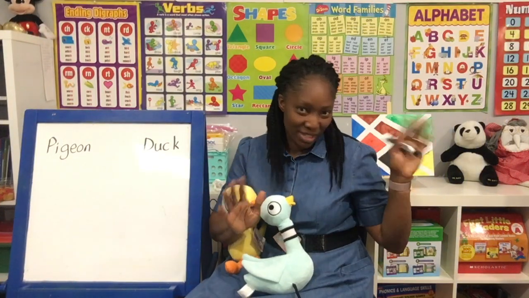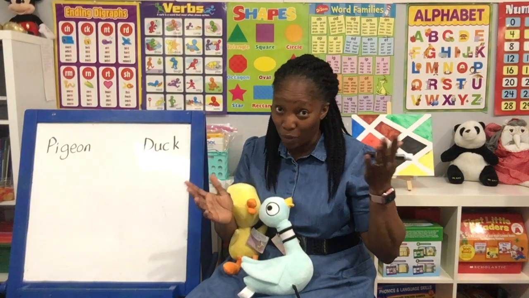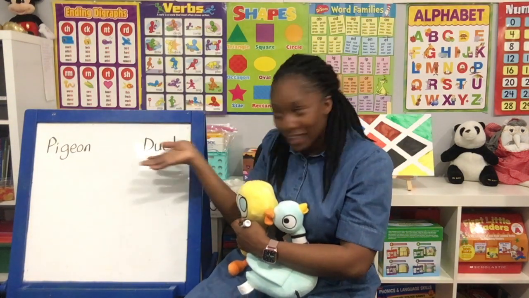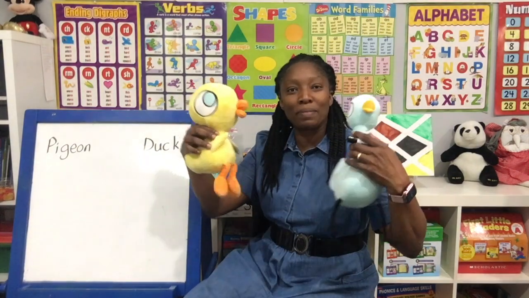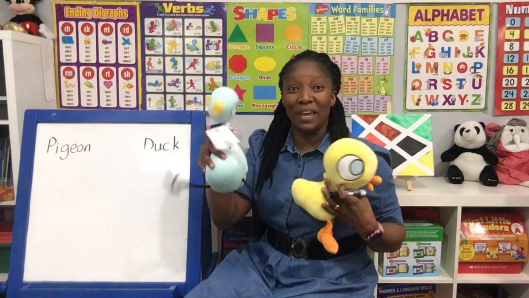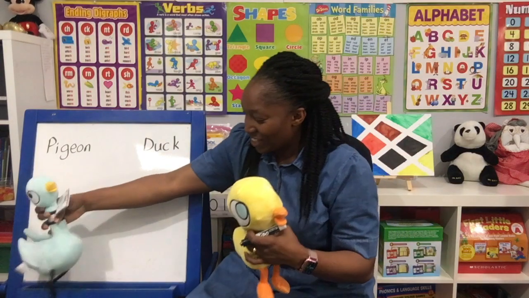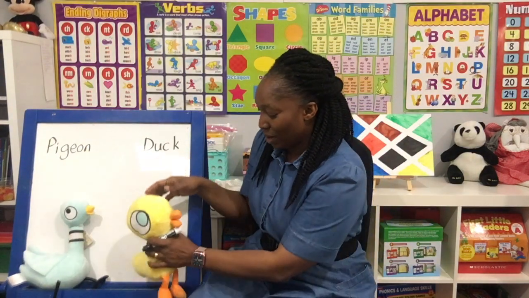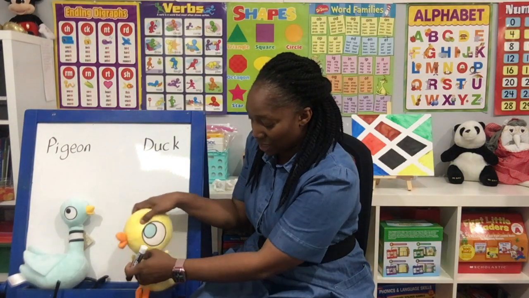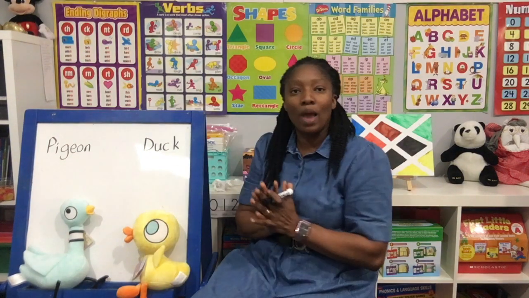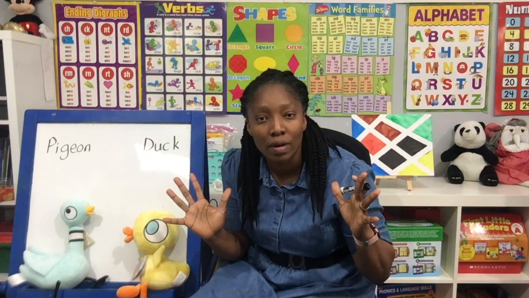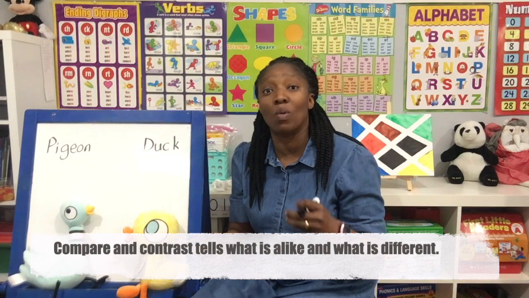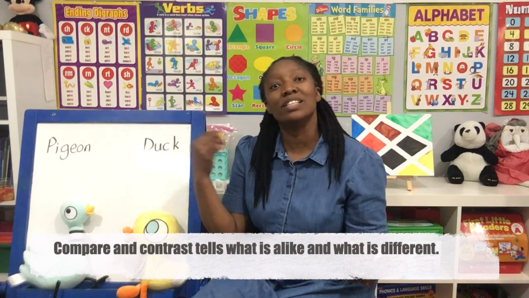So I took away the 3 C's because we're done with really finding out what those 3 C's mean. And now I have the word pigeon and duck. And they're right here with me. Oh, switch it over. Pigeon and duck. So we're going to have Mr. Pigeon sit right here. Can you see him? There you go. And we're going to have Mr. Duck or Miss Duck sit right here. And we're going to compare and contrast them. When we compare and contrast, we want to find out what is alike and what is different.